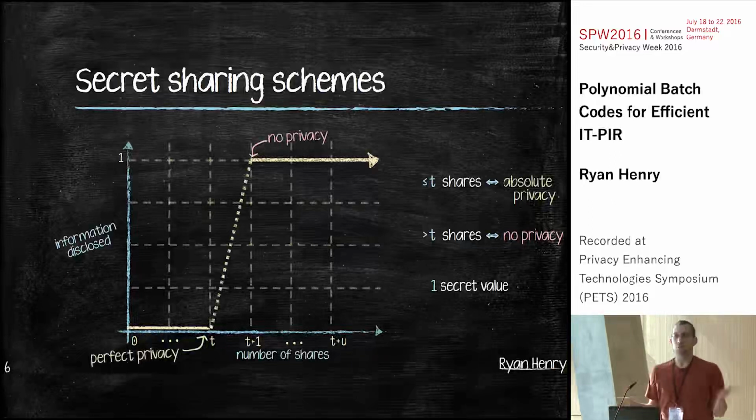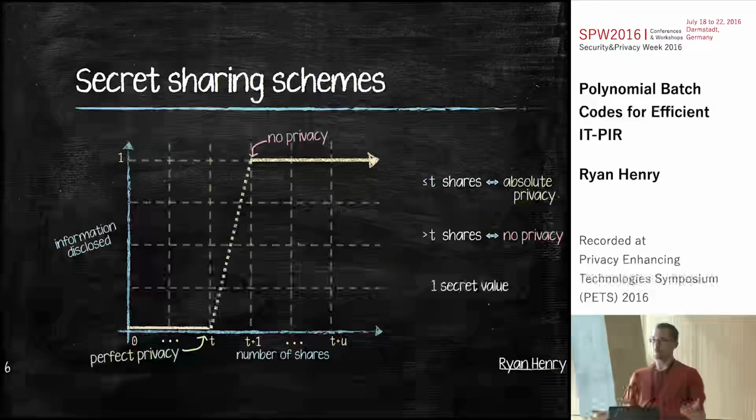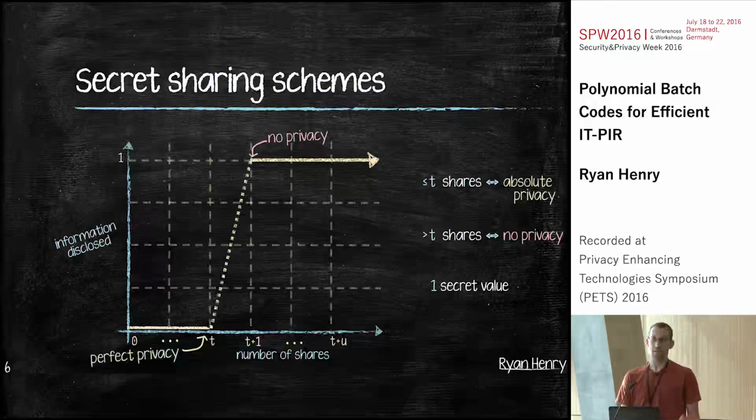So the basic tool we're going to use is called a ramp scheme. For those of you who aren't familiar with ramp schemes, I'm just going to go over it very quickly. It's a very natural generalization of secret sharing schemes that have actually been studied as long as secret sharing schemes have, but don't show up in applications quite as often.